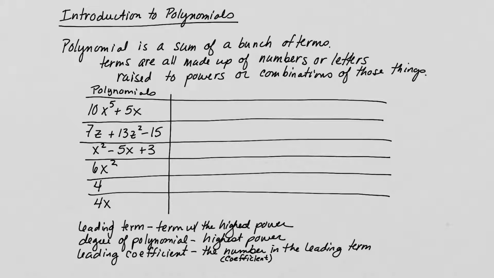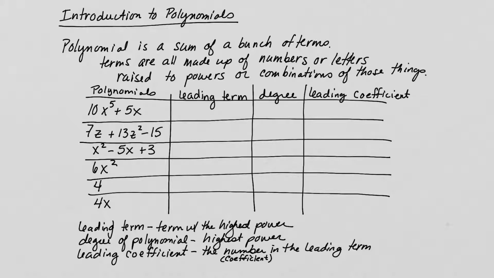Okay, so in this problem here, I've got polynomials. For each of these polynomials, let's write down what the leading term is, and then let's write down the degree and the leading coefficient. Okay, so in this first problem here, I have 10x to the fifth. So x to the fifth is the highest power, right? This here, when you just have an x all by itself, you can think of it as x to the first. So the highest power here is that 5. So the leading term here is the 10x to the fifth. The degree is 5. And the leading coefficient is the number in front of the x to the fifth, which is a 10.